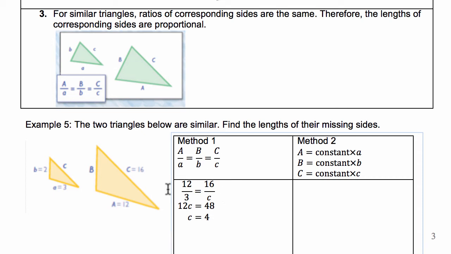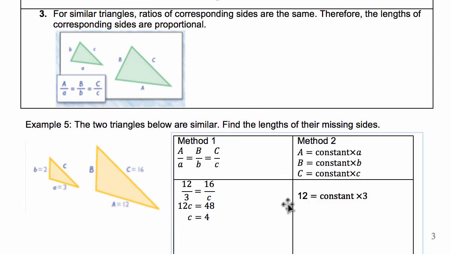We could set up a similar equation to find big B. But just for practice, let's use another method. Since the triangles are similar, the lengths of corresponding sides are proportional. The definition of proportionality tells us that the length of a side on the big triangle must equal a constant times the length of the corresponding side on the small triangle. If we can find that constant, we should be able to find the length of big B. Let's use the fact that we know the length of both big A and little a to determine this constant.